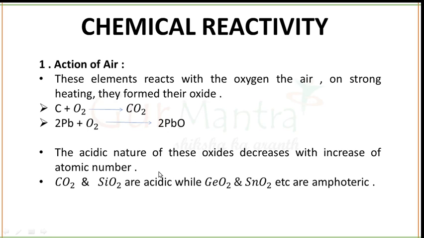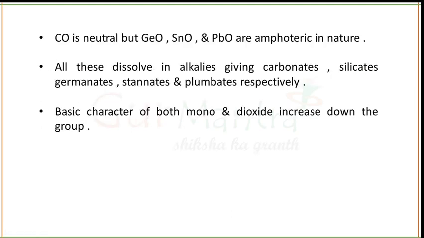CO2 and SiO2 are acidic, while GeO2, SnO2 and PbO2 are amphoteric in nature. Second, CO is neutral, but GeO, SnO and PbO are amphoteric in nature. You have to remember that carbon monoxide is neutral, but all the rest of the monoxides are amphoteric. All these dissolve in alkalis, giving carbonates, silicates, germanates, etc. The basic character of both mono and dioxides increases down the group.